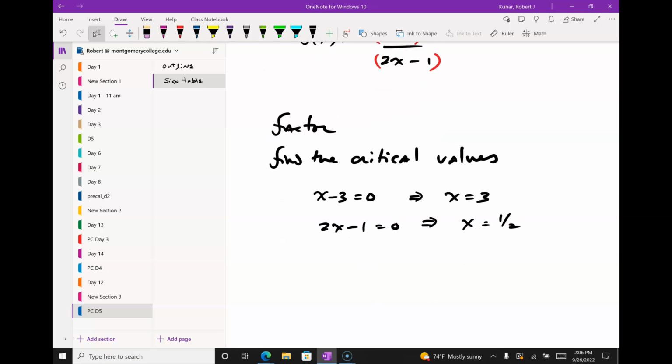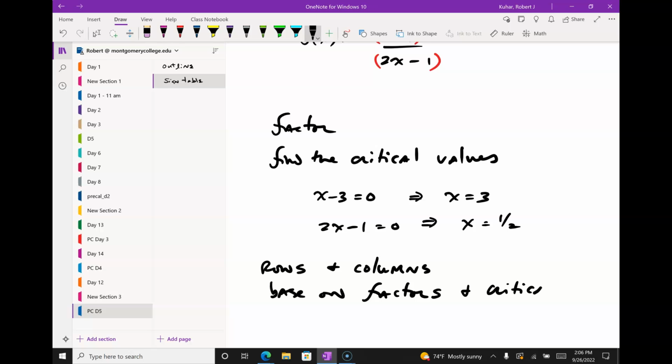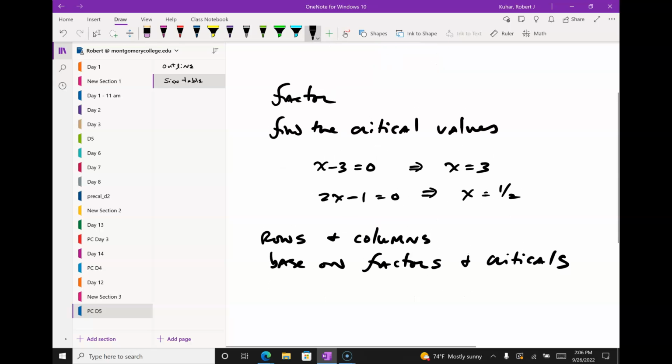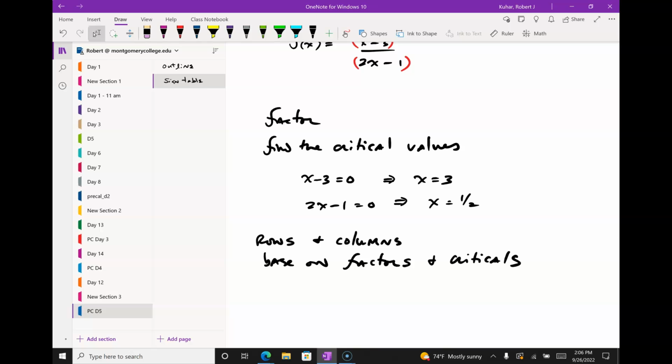I want to create rows based on factors and columns based on critical values, right? So rows and columns based on factors and criticals. So I should be thinking about the domain. Of course, everything except for 1/2 is in the domain, right?